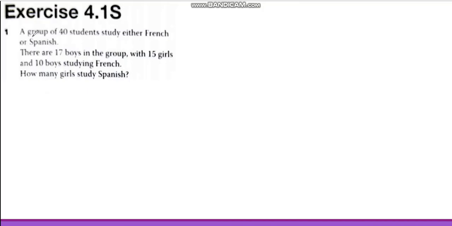In question number 1, it says a group of 40 students study either French or Spanish. There are 17 boys in the group, with 15 girls and 10 boys studying French. How many girls study Spanish? So first of all, we need to know how many total girls there are. As we know there are a total of 17 boys, so the girls will be 40 minus 17, and that will be 23.